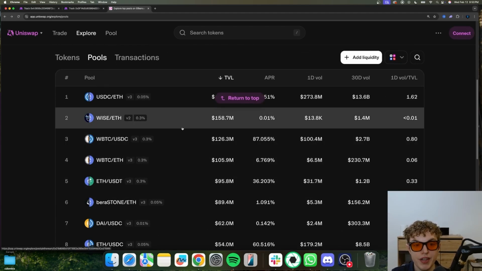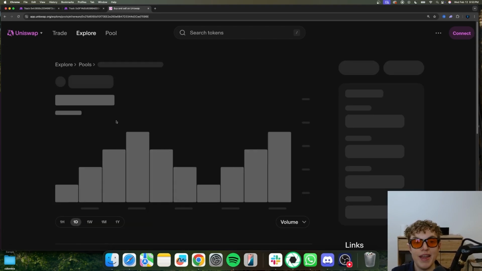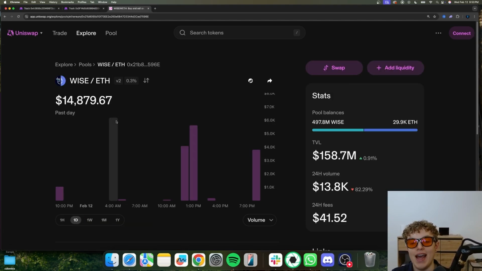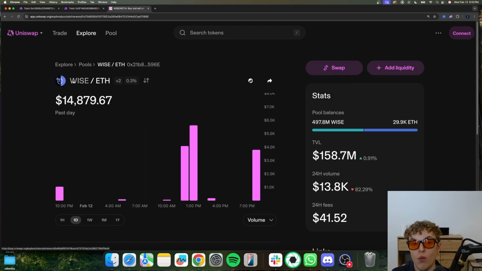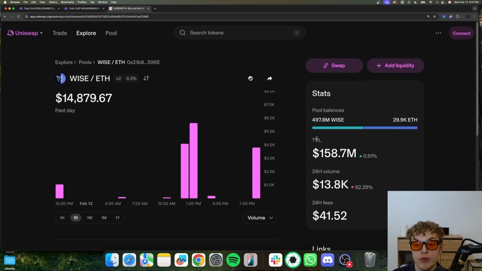For example, you could click on this Wise to ETH pool and you can't even see how correlated the assets are to each other. You can't see if Wise is correlated to ETH or not. You also can't simulate your returns and see the potential income you could be making on your cryptocurrency assets.